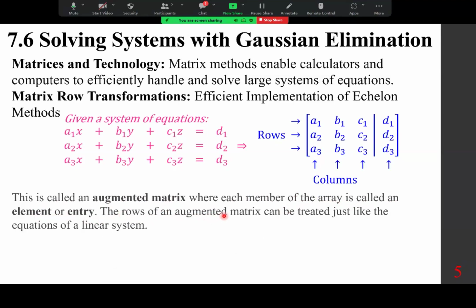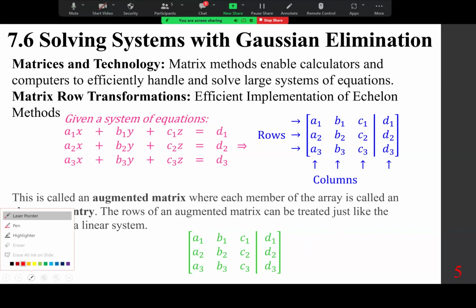The rows of an augmented matrix can be treated just like the equations of a linear system. So whatever we do to an equation, we can do to matrices. For example, you can multiply this equation by any nonzero number on both sides, and you're not changing the essence of the equation. The same thing happens here. So this part is called the coefficient matrix.